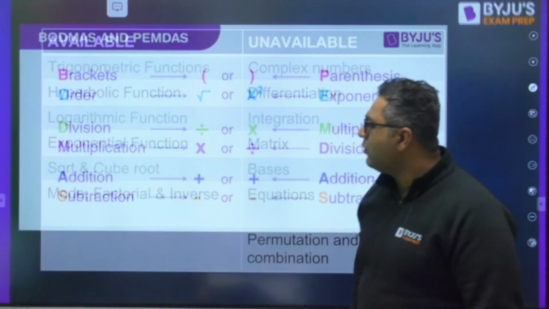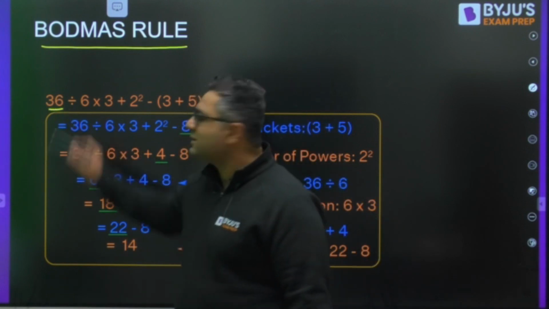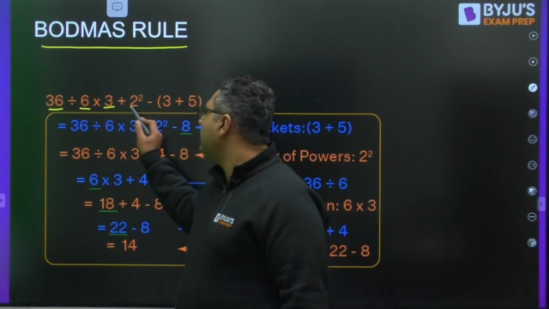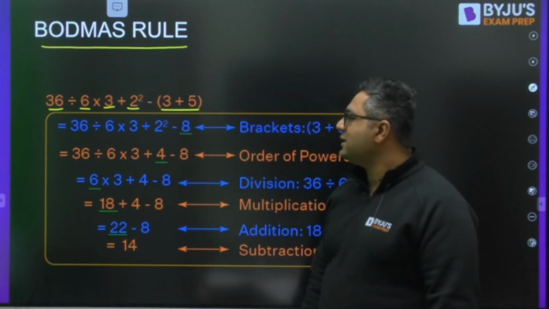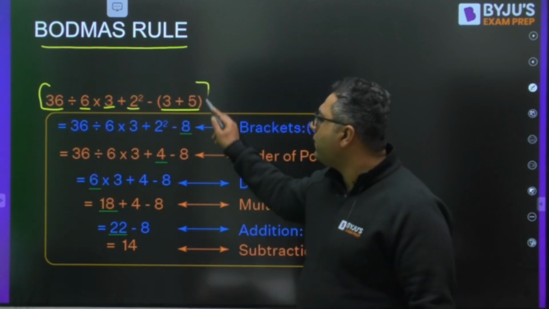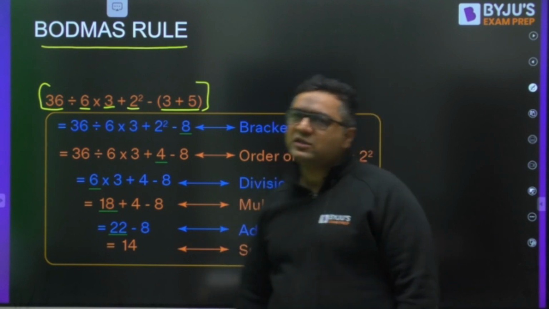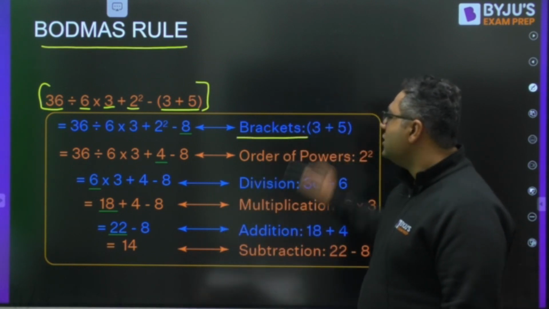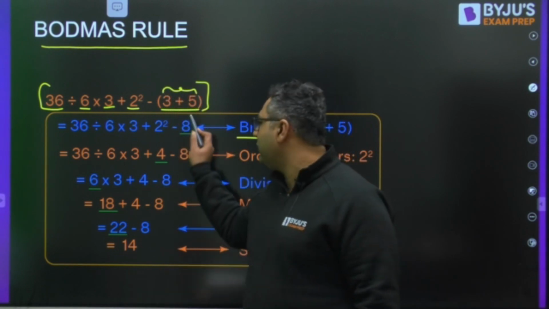When we talk about the BODMAS rule, what does it say? Say you are given a calculation: 36 divided by 6 into 3 plus 2 square minus 3 plus 5. When you go for this calculation, how would you proceed? The BODMAS rule tells us the first preference goes to the brackets. So first we go for 3 plus 5, and we say this is going to be 8, okay?